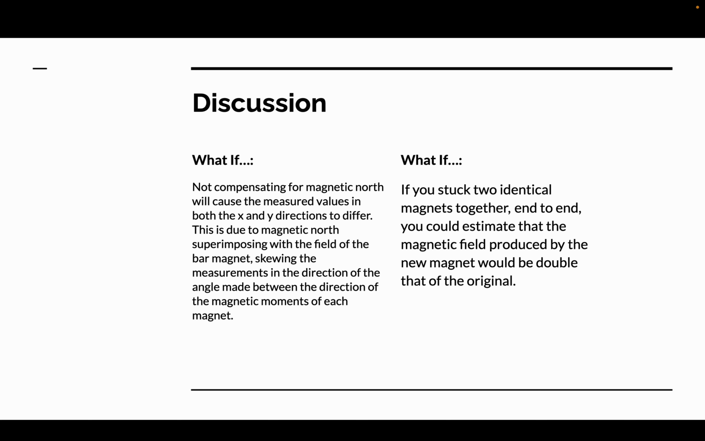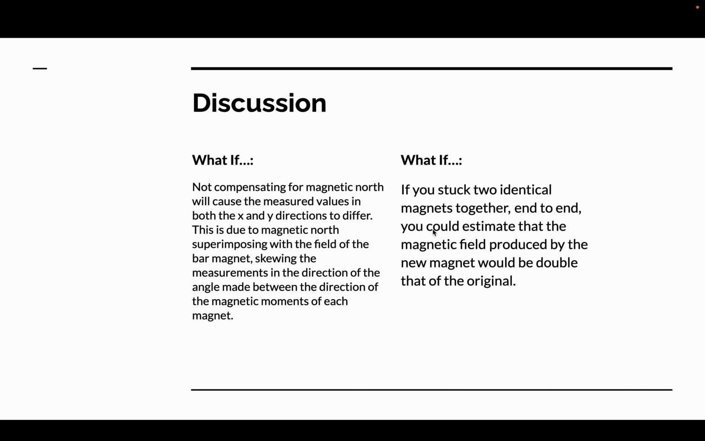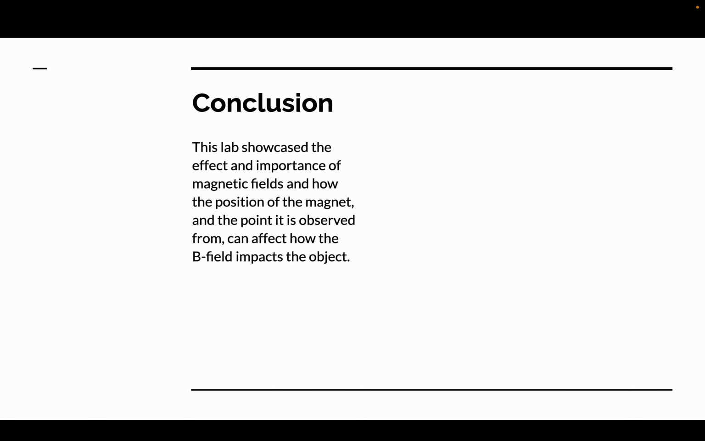And another what if: you stuck two of these magnets together? What would happen? Well, you could estimate that the new magnetic field produced by the magnet would be double that of the original. And you can say that because if both of these magnetic moments are going in the same direction, when you look at it very far away, utilizing the monopole theorem, you can just say it's one object with a magnetic moment of 2 mu, thus doubling the magnetic field.